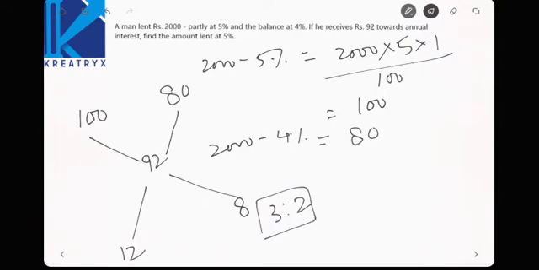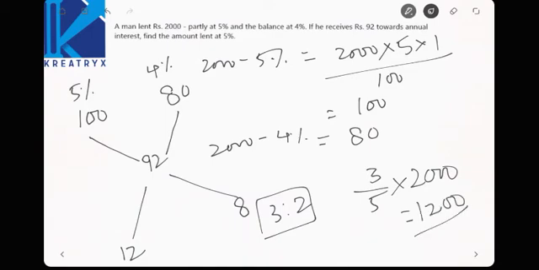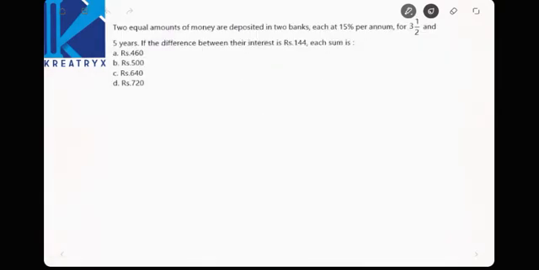Now you have to find out the amount lent at 5%, and this is 5% and this is 4%. Now totally 5 parts, 3 by 5 into 2000, that will lead you to what answer? 1200. 1200 is the amount given at 5% interest rate. Next, see the next question.